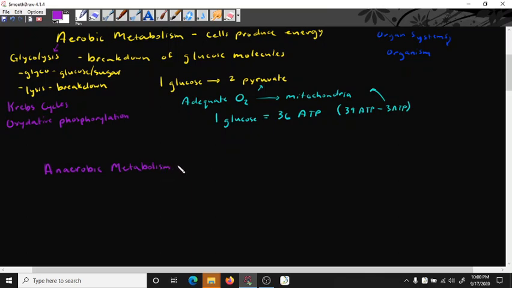And that's a process of glycolysis. So we're still breaking down the sugar molecule, the one glucose molecule, but it's without oxygen, without O2. This occurs in the cytoplasm of the cell.